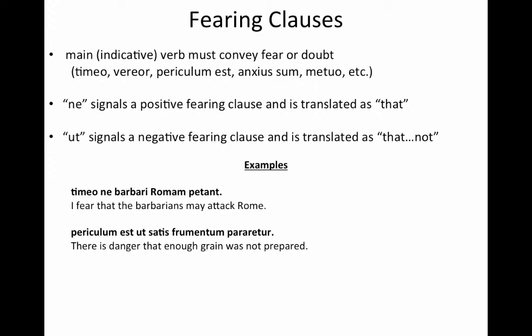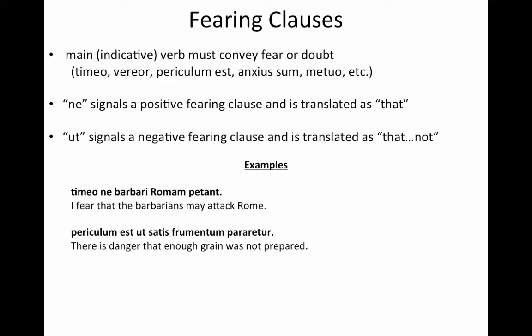But you can also have things like periculum est, there is danger that something's happening, or anxius sum, I am nervous that something bad will happen. Fearing clauses, like purpose, result, and indirect command, start with ut or ne and end with a subjunctive verb.